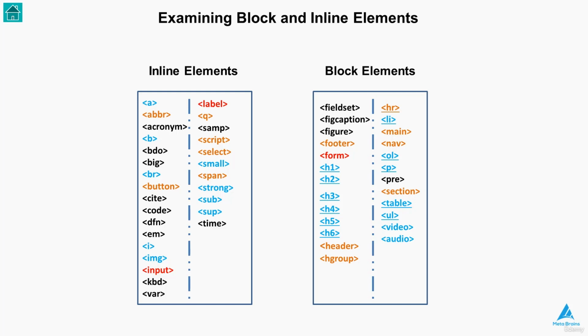A block level element is an HTML element that begins a new line on a web page and that consumes the whole width. It creates large blocks of content like paragraphs or page divisions. Alright, so the tags highlighted in blue have already been discussed in previous lectures. The tags highlighted in red have also been discussed when we explained the topic of HTML forms. Let's now explain the remaining tags.